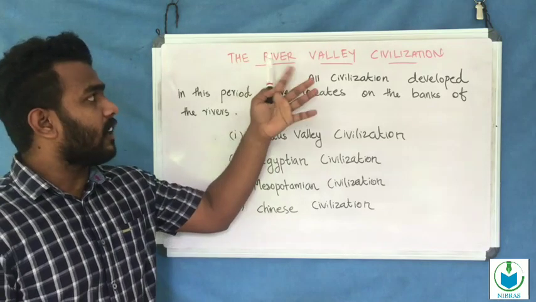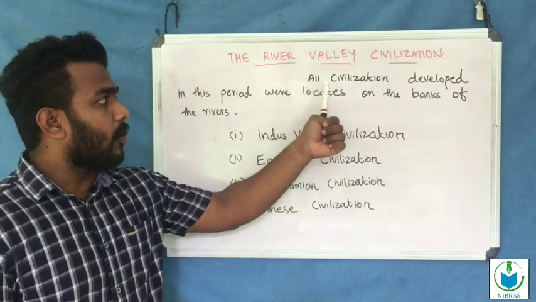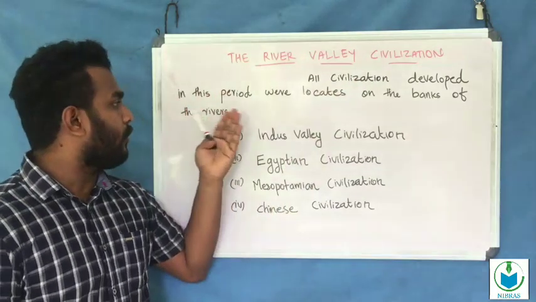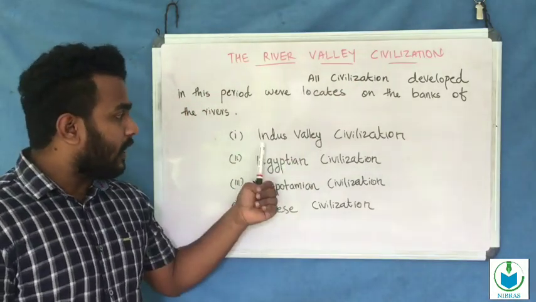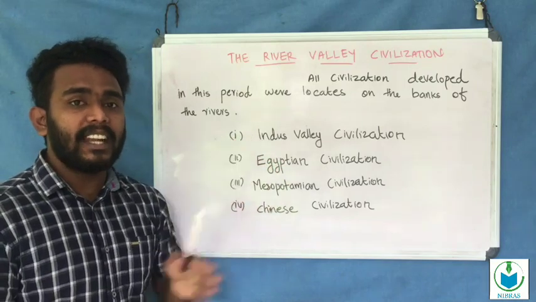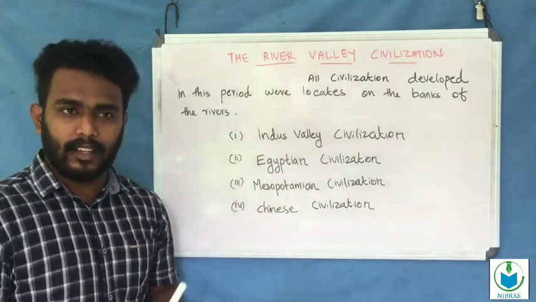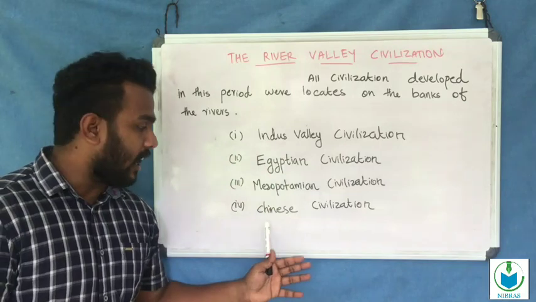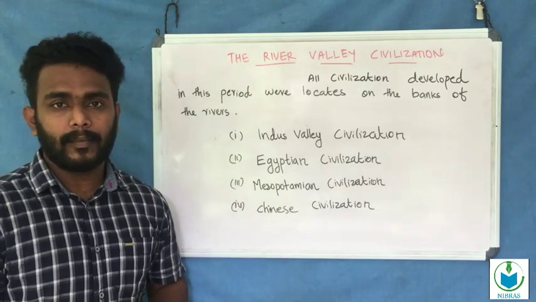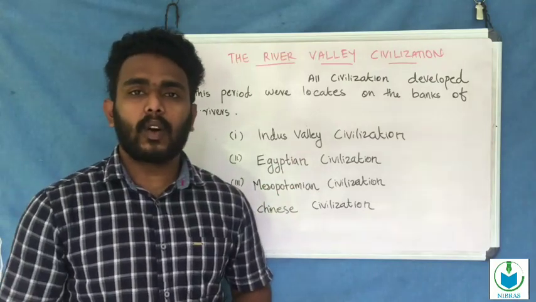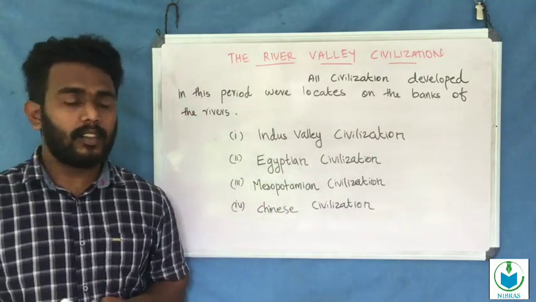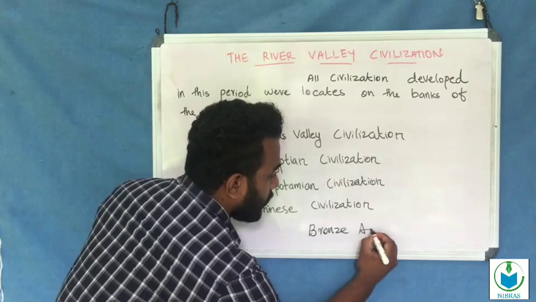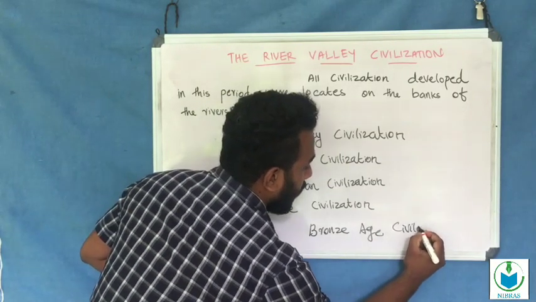Once more, what is a River Valley Civilization? It is an old civilization developed in that period, located on the banks of a river. The first, ancient civilizations were the Indus Valley Civilization, Egyptian Civilization, Mesopotamian Civilization, and lastly the Chinese Civilization. All these civilizations are called Bronze Age civilizations.